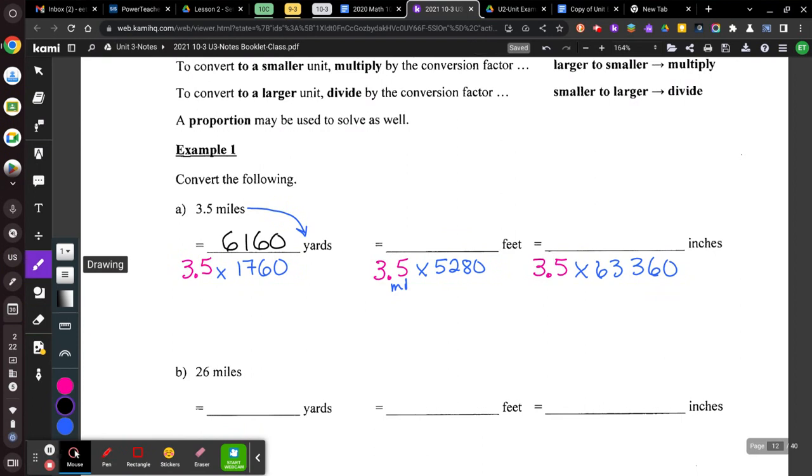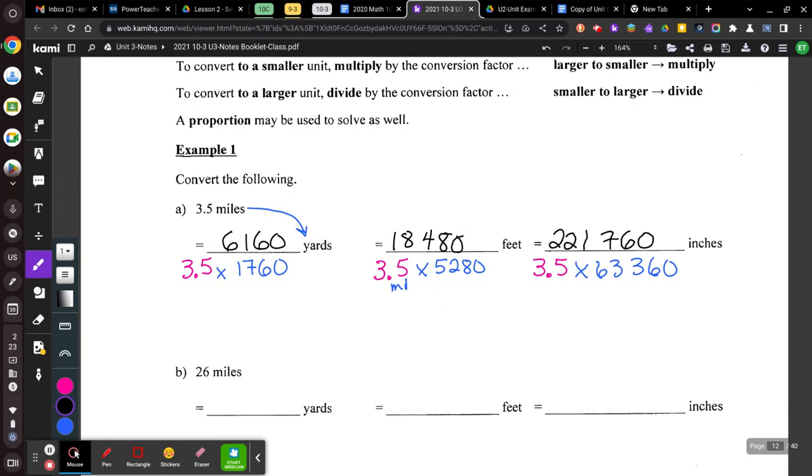So now, in feet, we're going to have 18,480 feet on that one. The next guy, we're going to get a lot. 221,760 inches. So we're going to be doing the exact same thing with the next question.